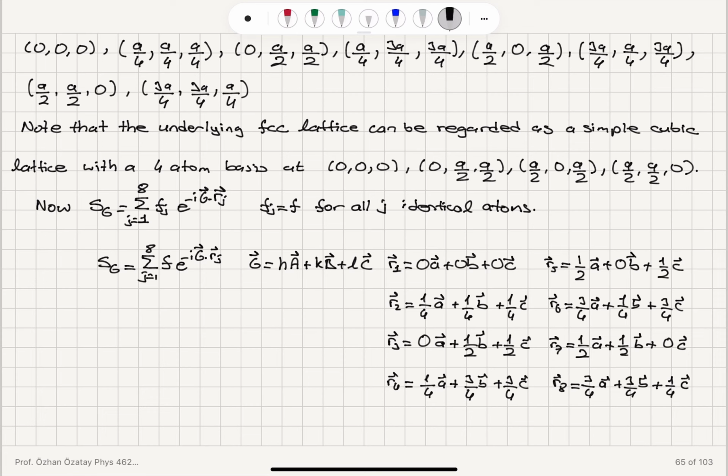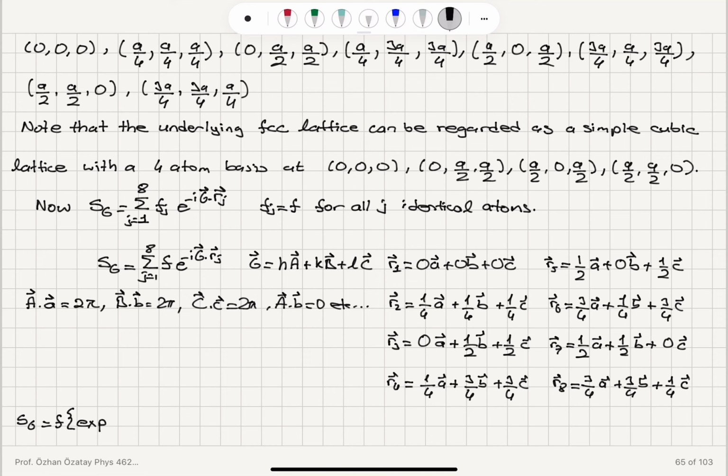And if we have the dot product of reciprocal lattice basis vector A with the direct lattice basis vector A, that dot product is 2 pi. And similarly, capital B dot B is 2 pi, capital C dot C is 2 pi, and capital A dot B is 0, etc. So we have this result. Now we can write the geometrical structure factor S_G as f times the sum of exponential minus i G dot Rj.